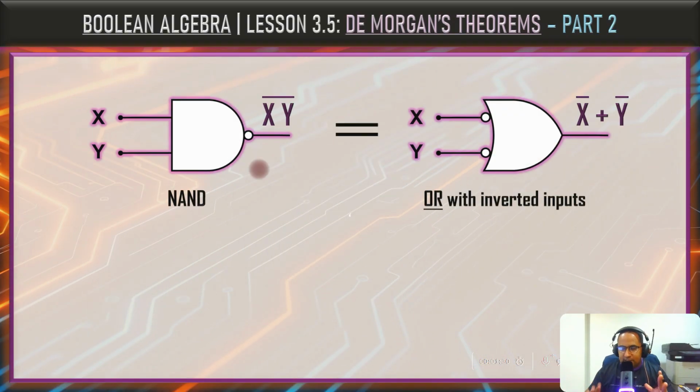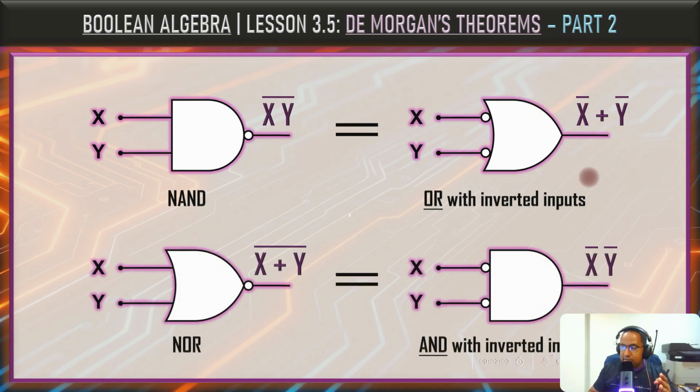The first theorem states that the complement of a product of variables is equal to the sum of the complement of each variable, okay? And the second theorem states that the complement of a sum of variables is equivalent to the product of the complements of each variable, okay? In other words, an AND operation is equivalent to an OR operation with complemented inputs, and an OR operation is equivalent to an AND operation with complemented inputs.